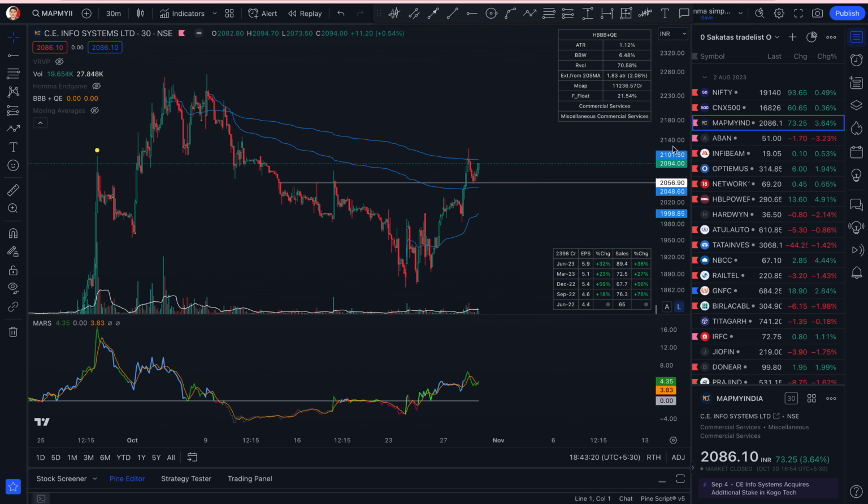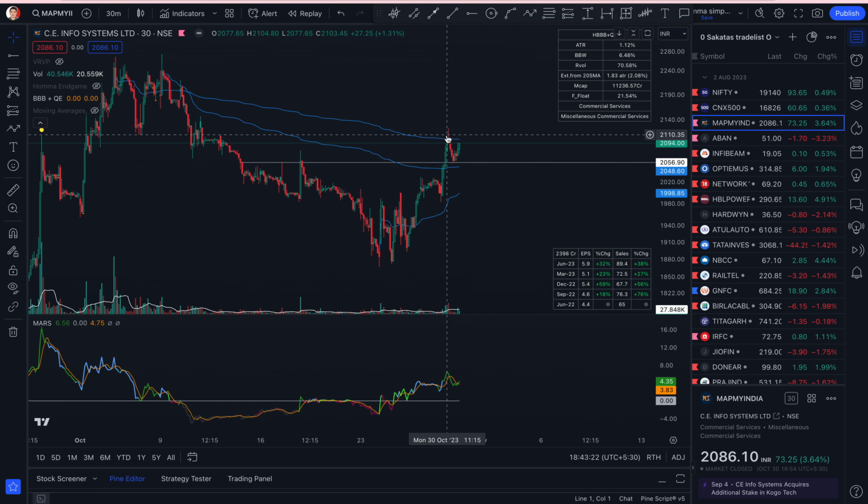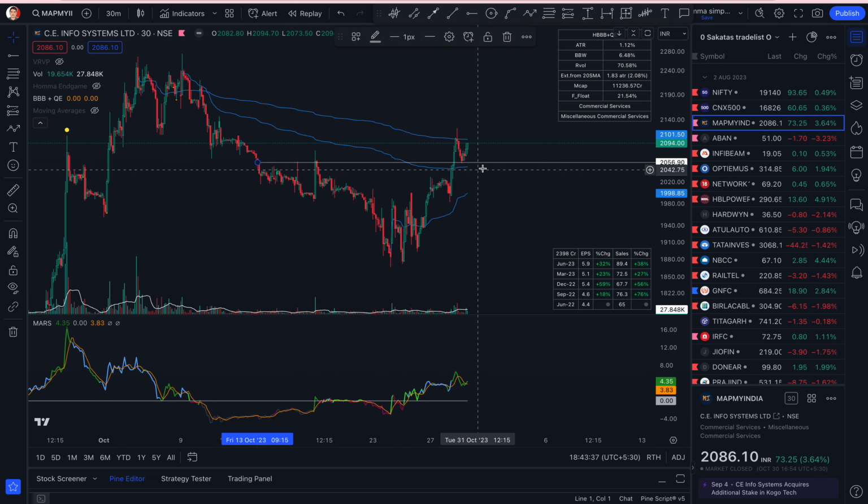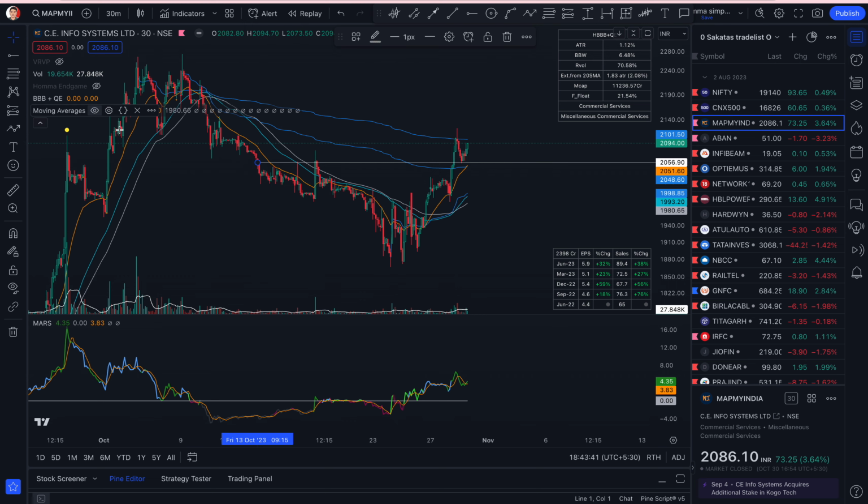It faced some resistance from the highest point of the base, but there is also support. This area would be a very good support from where it bounced, and I believe the other two moving VWAPs will also act as a support.